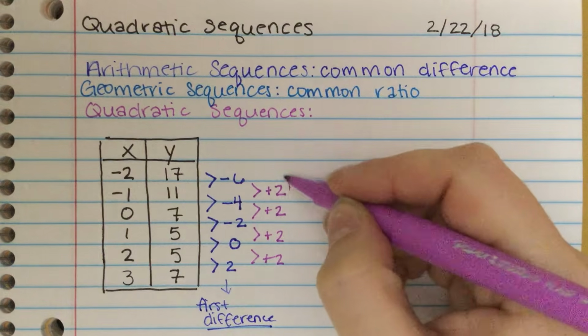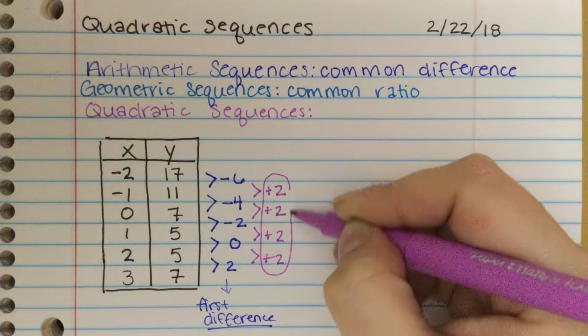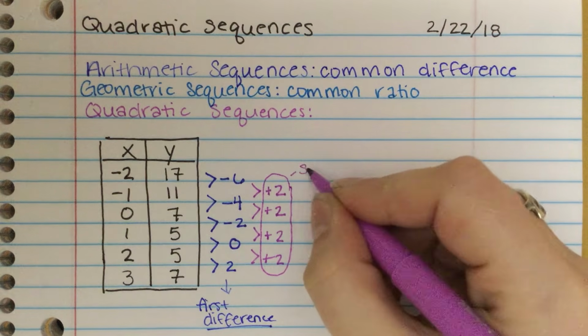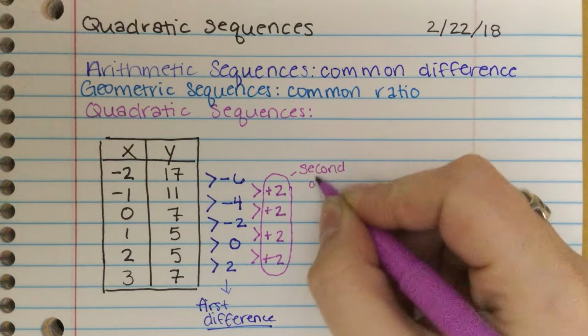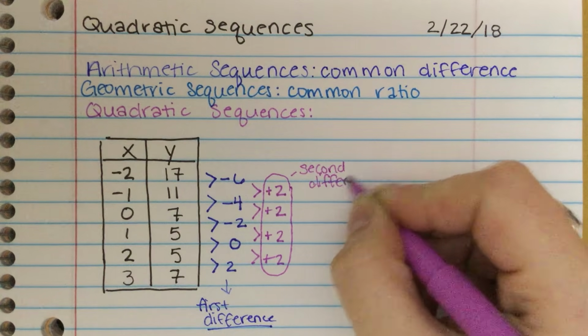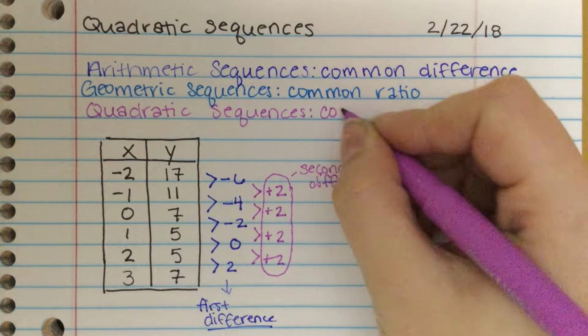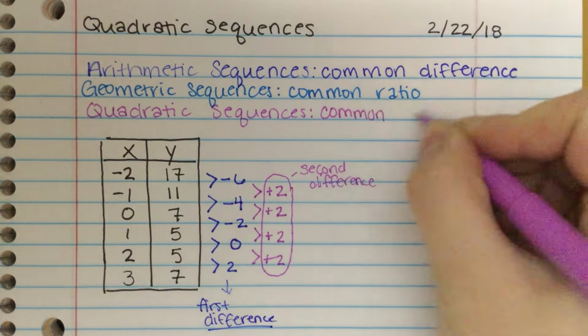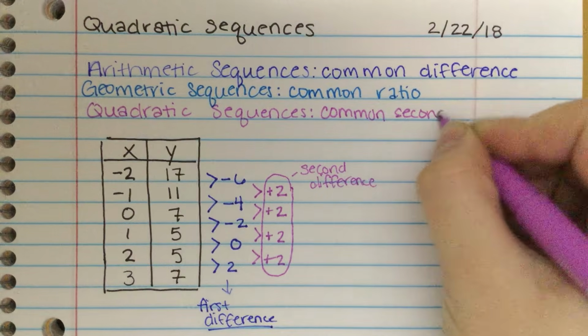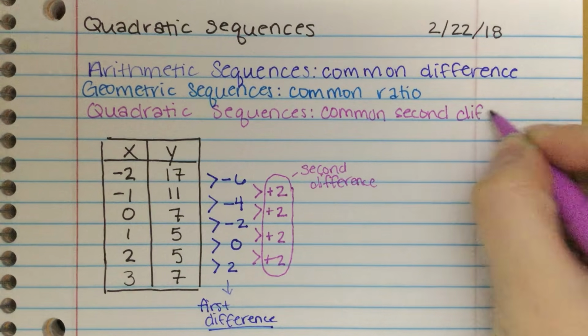What is the same, though, is our second difference. And that's what we look for to determine if a set of numbers is in fact quadratic. A common second difference.